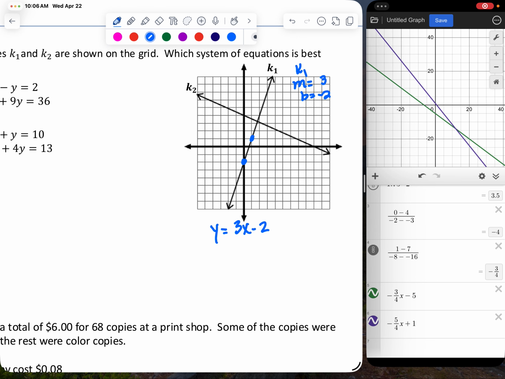Now for k sub 2, let me get a different color here. It's touching the y-axis at 1, 2, 3, 4. So I have my b is 4. I need another friendly point.